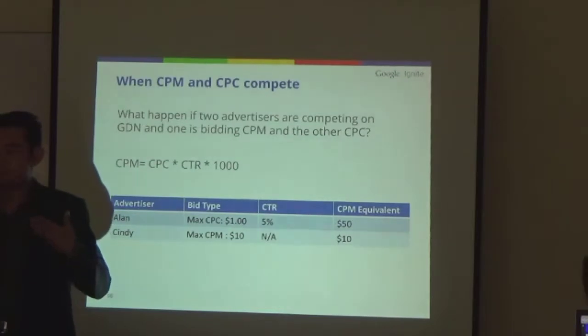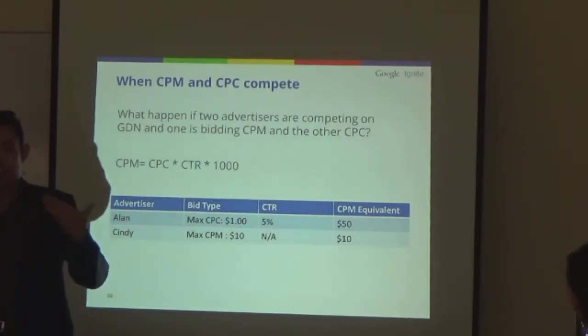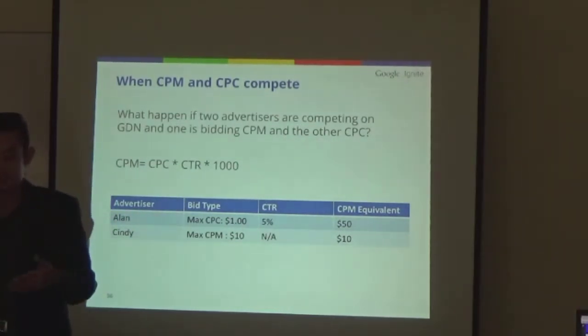And Cindy goes in and bids using the CPM bidding strategy. She bids $10, with no CTR, because in the display network there's no calculation for CTR. From there, the display network decides which has the higher bid. In this scenario, Alan wins the spot, because his effective CPM is higher than Cindy's.